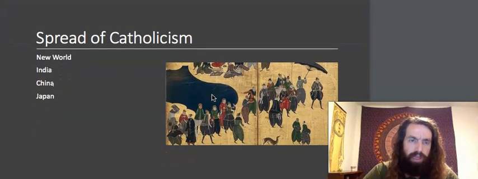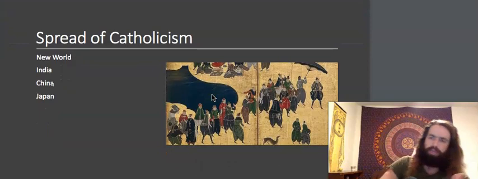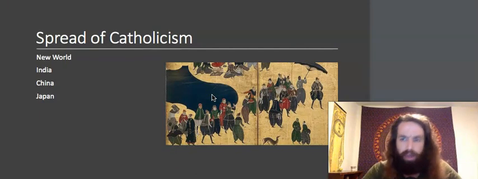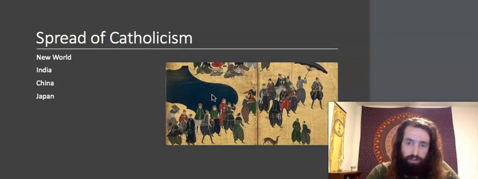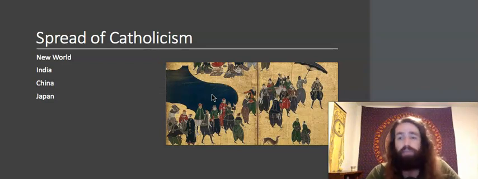So the next big strategy, the next big component of the Catholic Reformation, is a very active effort to spread Catholicism to new areas of the world. In the 1500s, Spain and Portugal were the leading maritime nations and controlled vast empires that stretched around the world. And they were also two of the most devoted Catholic countries.